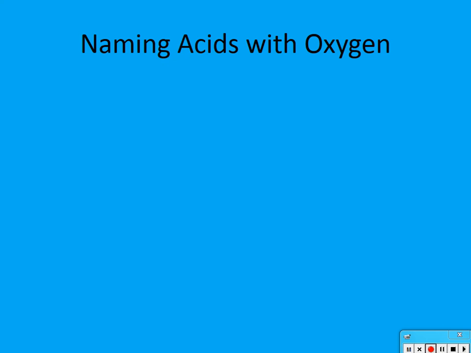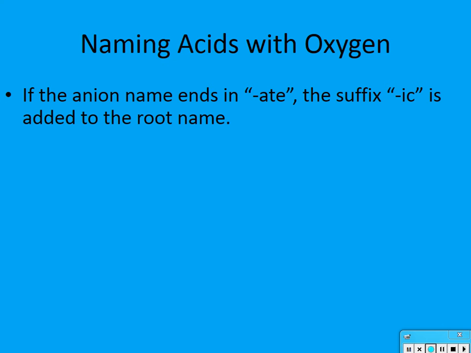Okay, now we're going to name acids with oxygen. It's a little bit different. If the anion name ends in ATE, the suffix "ic" is added to the root name. When I was going through school, I always remembered if the anion ended in ate, you have to change it to "ic." So here's how I remember it. Ate is like eating something, and it was like icky and like ick. So I always remembered ate, ick. That's just how I kind of associated it, and it helped me remember that.